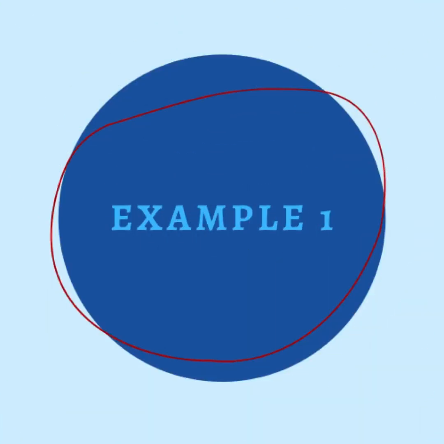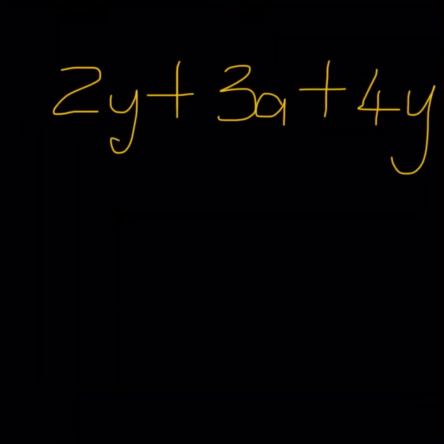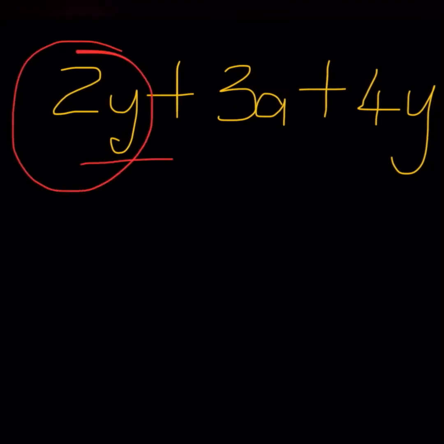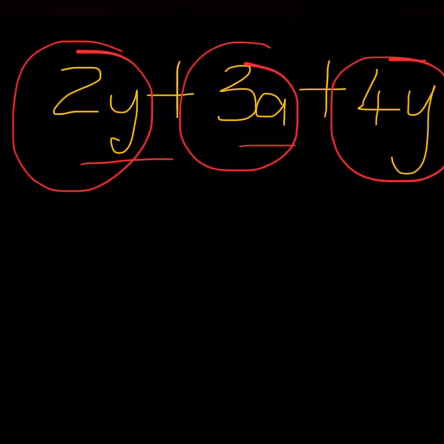Let's look at our first example of simplifying expressions. So remember, like terms are terms with the same variables raised to the same power. So by looking at this algebraic expression, can we identify any like terms? The variable for this term is y. The variable for this term is a. And the variable for this term is y. So we know that 2y and 4y are like terms because they have the same variables.